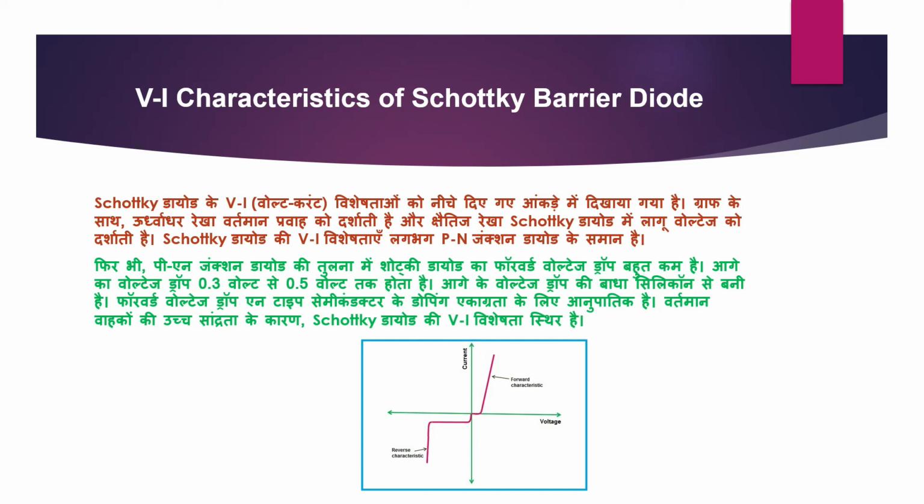The forward voltage drop ranges from 0.3 volts to 0.5 volts. The barrier of forward voltage drop is made of silicon. The forward voltage drop is proportional to the doping concentration of N-type semiconductor. Due to high concentration of current carriers, the VI characteristics of Schottky diode is steeper.